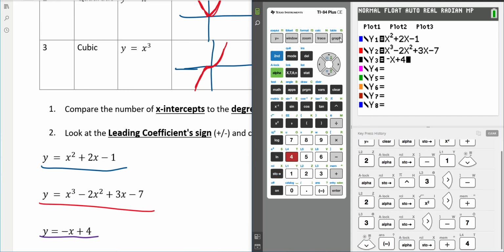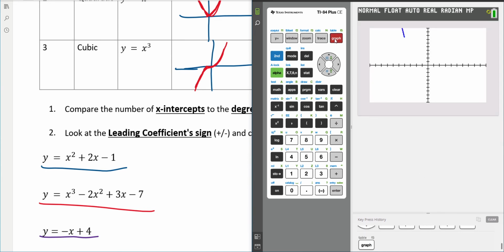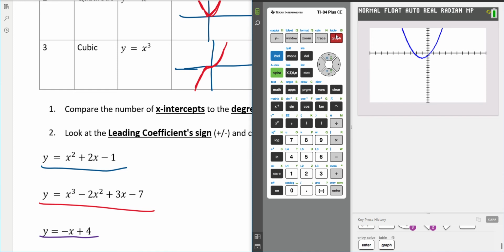Okay, so we're going to see these ones here now if we press graph. Maybe we want to zoom our negative value a little bit bigger. So let's make this a negative 20. And then let's graph it. Let's see if that works. There you go. Yeah, now we can see the red line a little bit better.